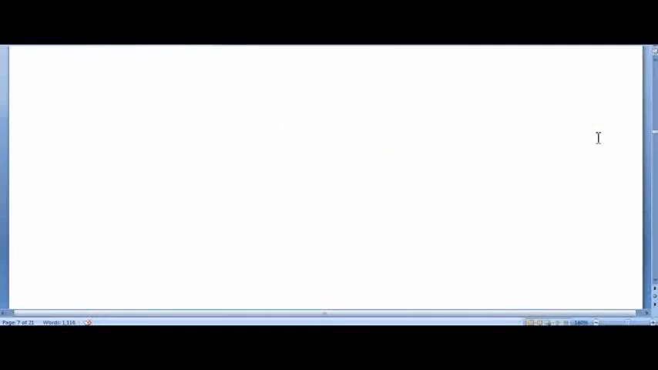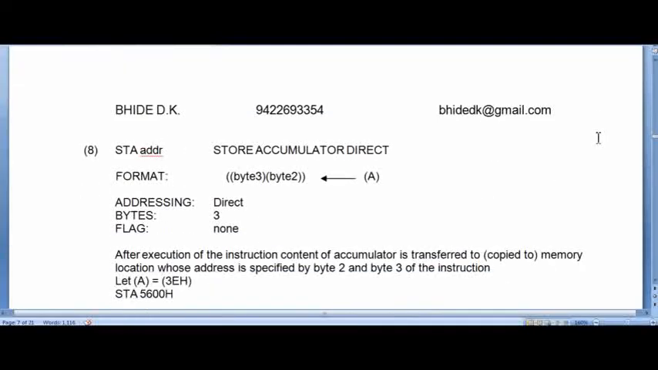Now let us move to the next instruction from the same data transfer group. Here the instruction is STA. The previous instruction is LDA with an address. Address means a 4-digit number, like 149A. The number from 149A is transferred to the accumulator. The number from memory is brought to the accumulator.